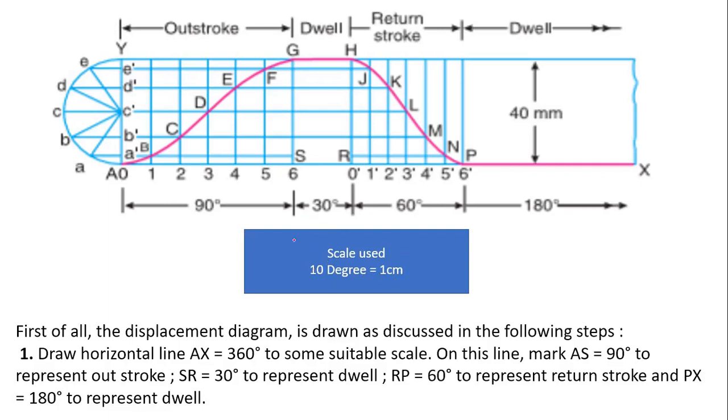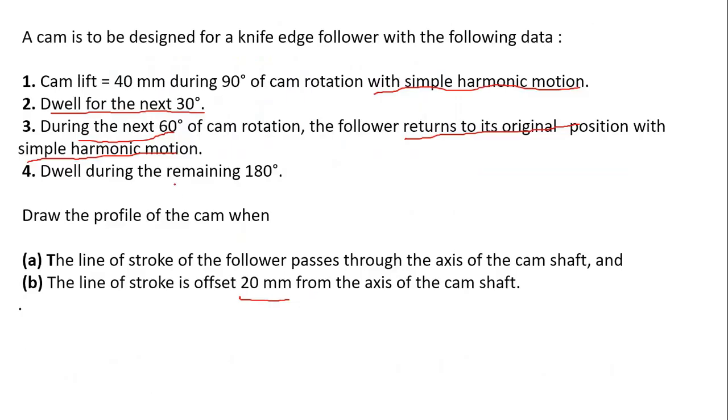इस प्रॉब्लम को सॉल्व करते समय हम स्केल यूज कर रहे हैं 10 degree is equal to 1 centimeter. Now look here at the problem. This is 90 degree. That means 90 degree is equal to 9 centimeter, and 30 degree is equal to 3 centimeter, and 60 degree is equal to 6 centimeter, and similarly 180 degree is equal to something.